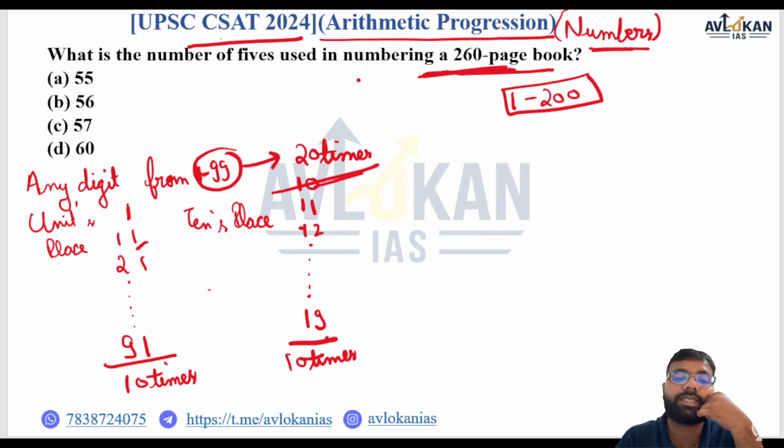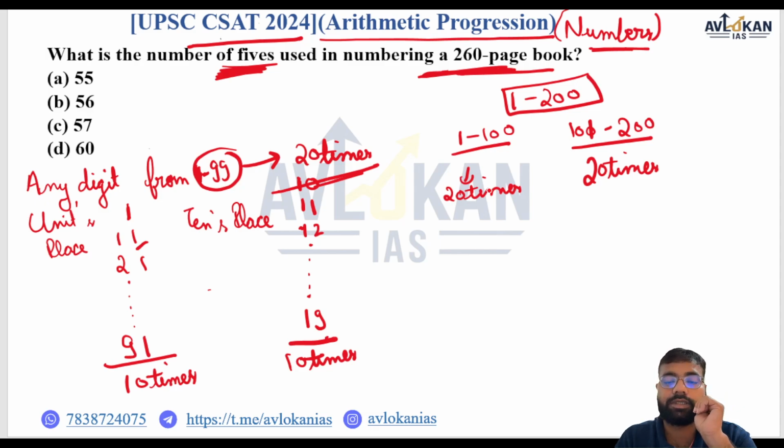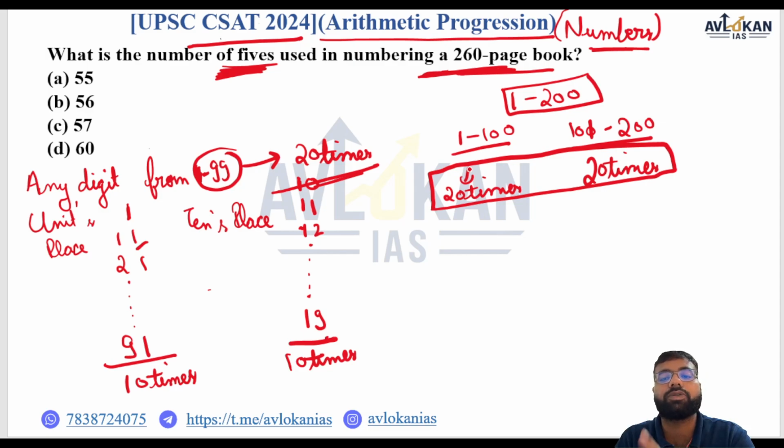Now see, from 1 to 200, if I am talking specifically about the number 5. तो 1 से 100 तक 5 कितनी बार आया? 20 times. 100 से 200 तक कितनी बार आया? 101 से 200 तक again 20 times. तो 200 तक तो ये हो गए हमारे 40 times.